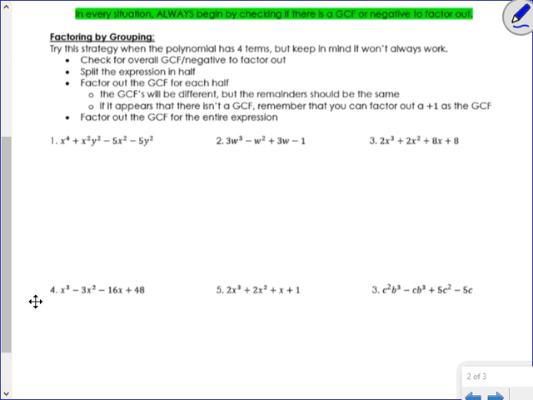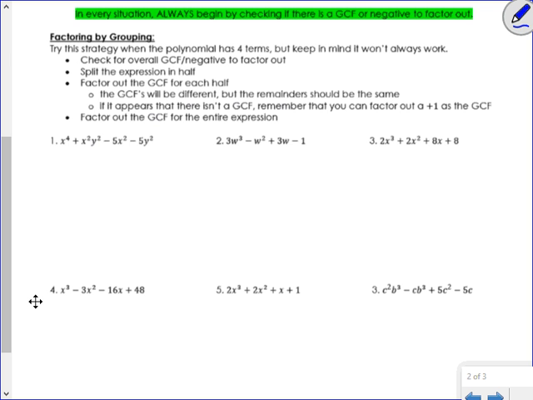So factor by grouping is exclusively for when you have 4 terms. Everybody knows what I mean when I say term, right? It's like parts of the polynomial. So look at all these examples. How many terms do these have? They have 4. So factor by grouping is used when you have 4 terms. You use different methods when there's 3 or 2. This is for when there's 4.